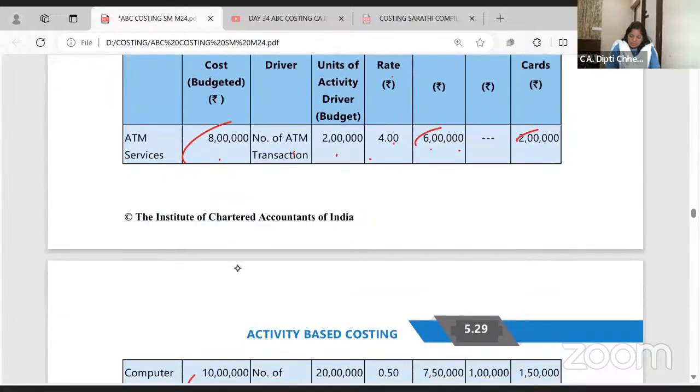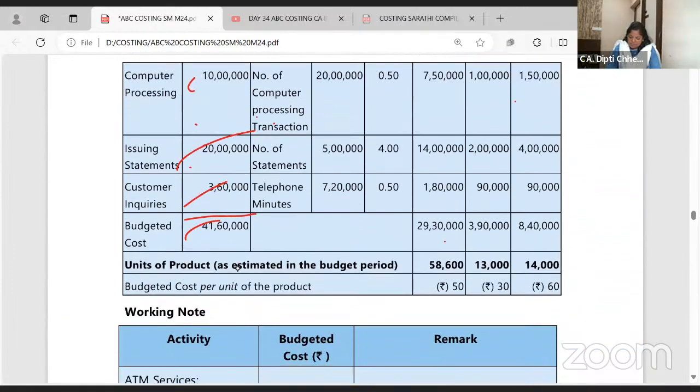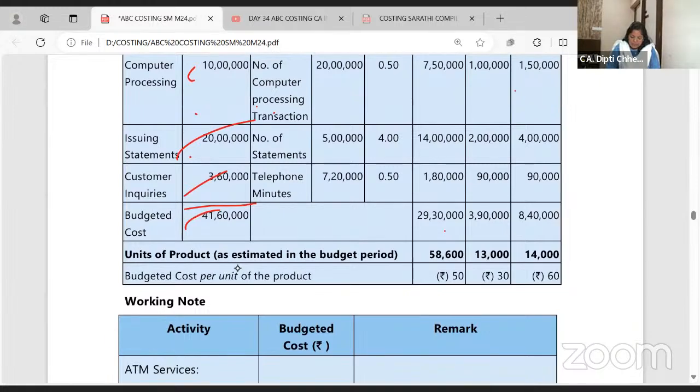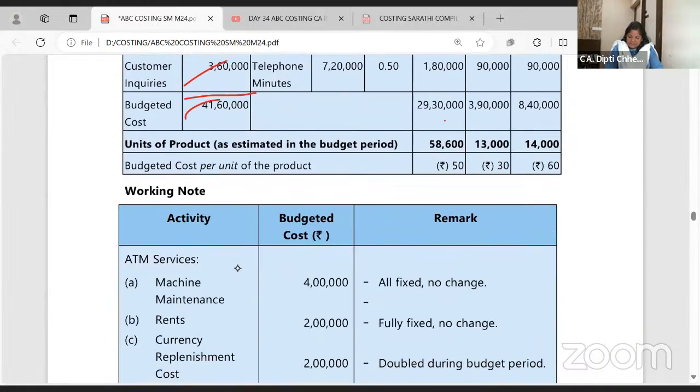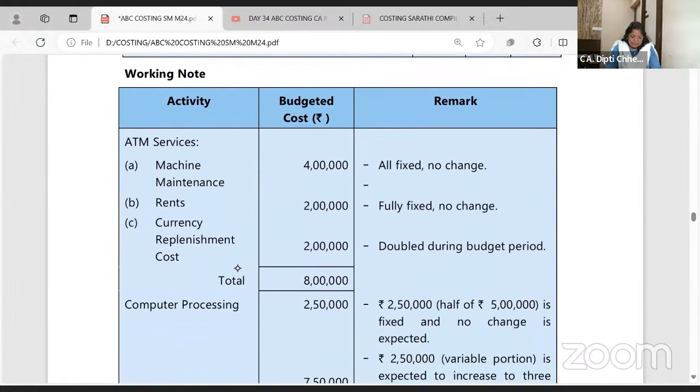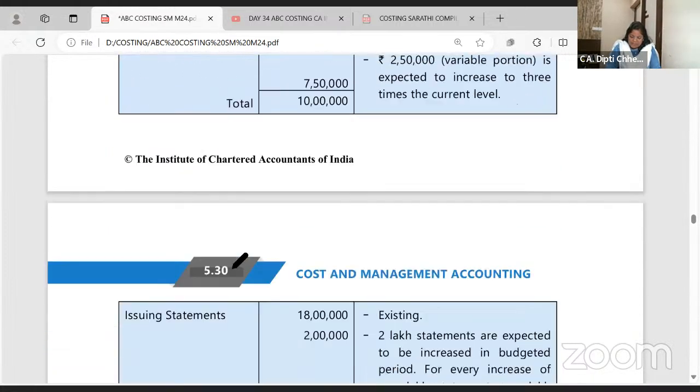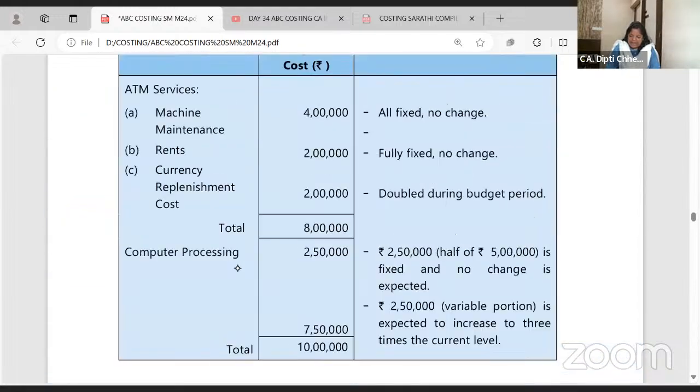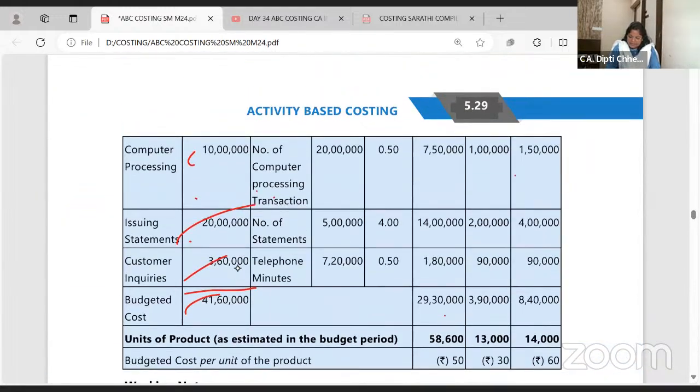How did you apportion the cost? That is clear to all of you. Unit of the product as estimated in the budget period. This is the explanation of how they have divided that and then divided by the budgeted number of units. Meaning how many ATM deposits will go, how many loans, how many credit cards.